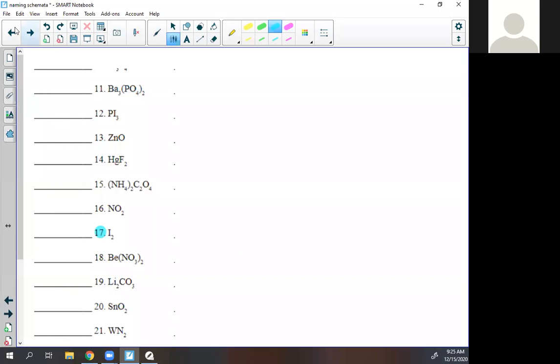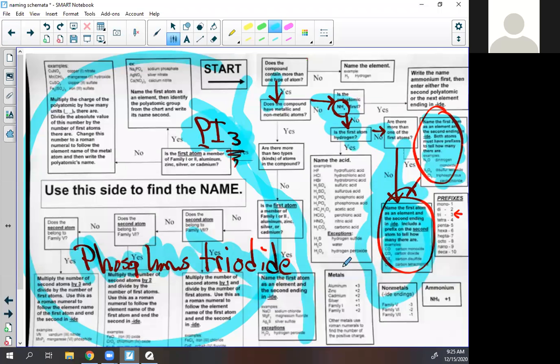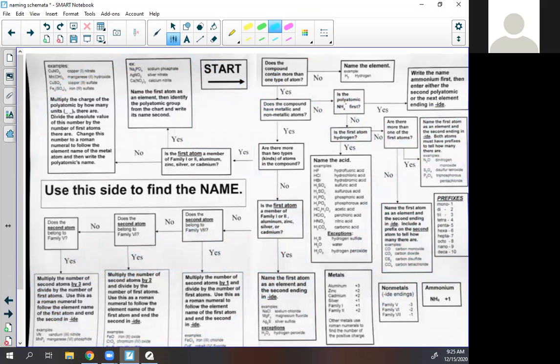Tetra. No, look right here. The prefixes are right here. Tetra's a 4. Anyone ever played Tetris? Every single shape in Tetris is made out of how many boxes? 4. So that's where that comes from. Tetra is 4.